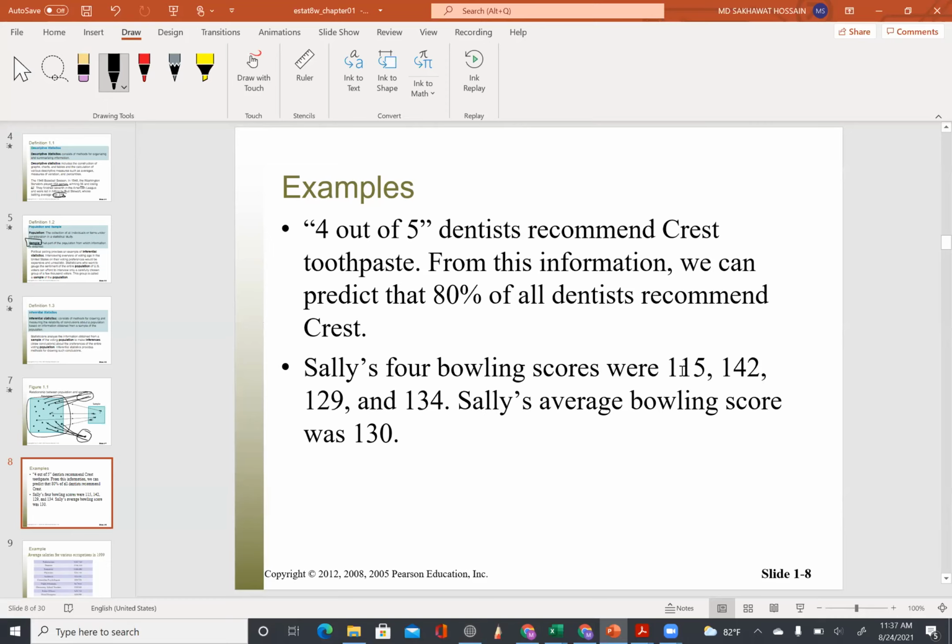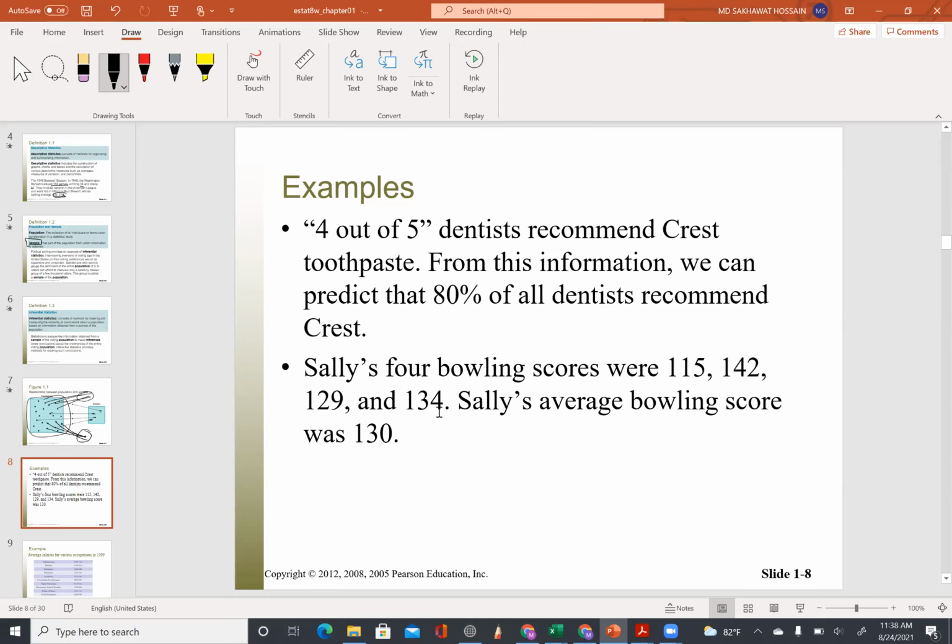So here is an example. 4 out of 5 dentists recommend Crest toothpaste. From this information, we can predict that 80% of all dentists recommend Crest. We only asked 5 dentists and found that 4 out of 5 recommend Crest toothpaste. So here the sample is 5 dentists, right? Based on this information, we are making inference about all dentists' recommendations. We are saying that 80% of all the dentists recommend Crest, but we didn't ask all the dentists. We asked only 5 dentists. So that means we are making inference about all dentist recommendation based on our sample, right?